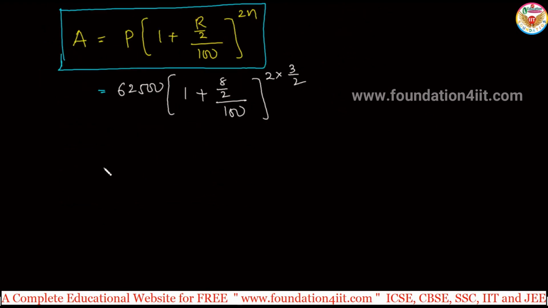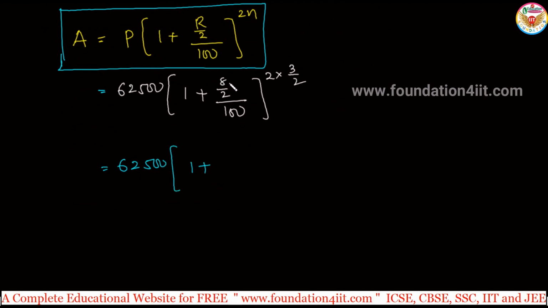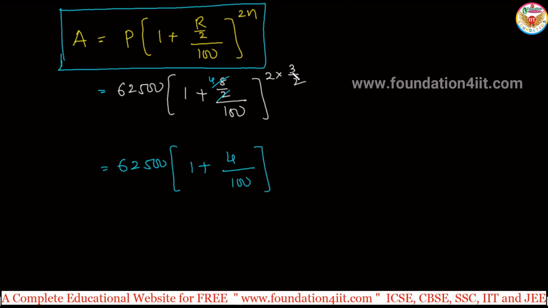Then now it becomes 62,500. Rate of interest should be half. 1 plus 8/2 is 4. Okay, 2 ones are 2, 2 fours are 8. Previously the rate of interest is 8%, but when you apply the formula, it became half by 100. And 2 cancels with 2, 3 we got. Okay, 3 half years. Right, now we can calculate the same way.